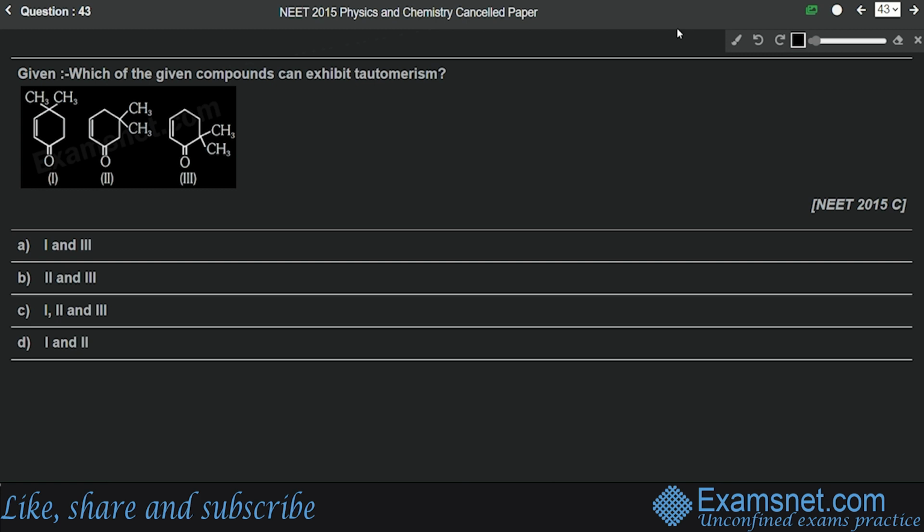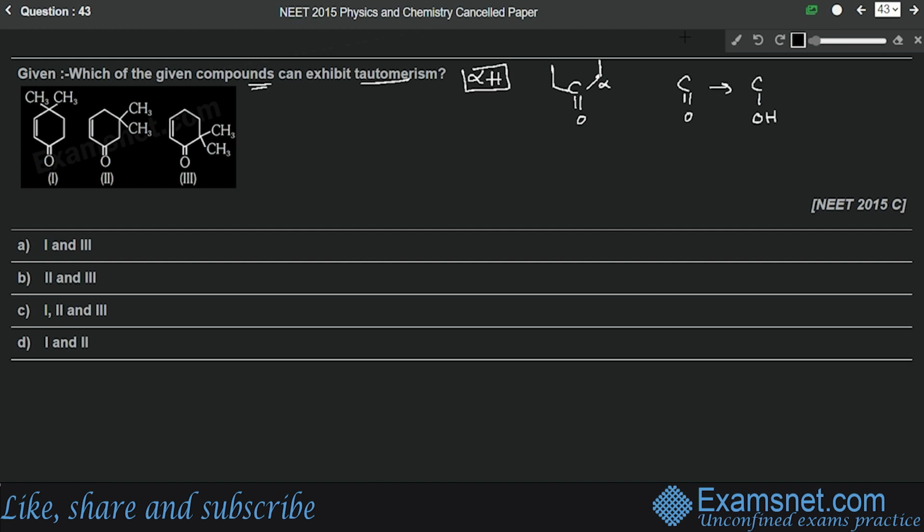Question number 43 is from the chapter Organic Chemistry, and the question is which of the given compounds can exhibit tautomerism? We know that for tautomerism to take place, alpha hydrogen must be there. If this is your carbonyl group, then at the alpha position, a hydrogen must be present. And what happens? This carbon-oxygen double bond gets converted into a carbon single bond with OH.